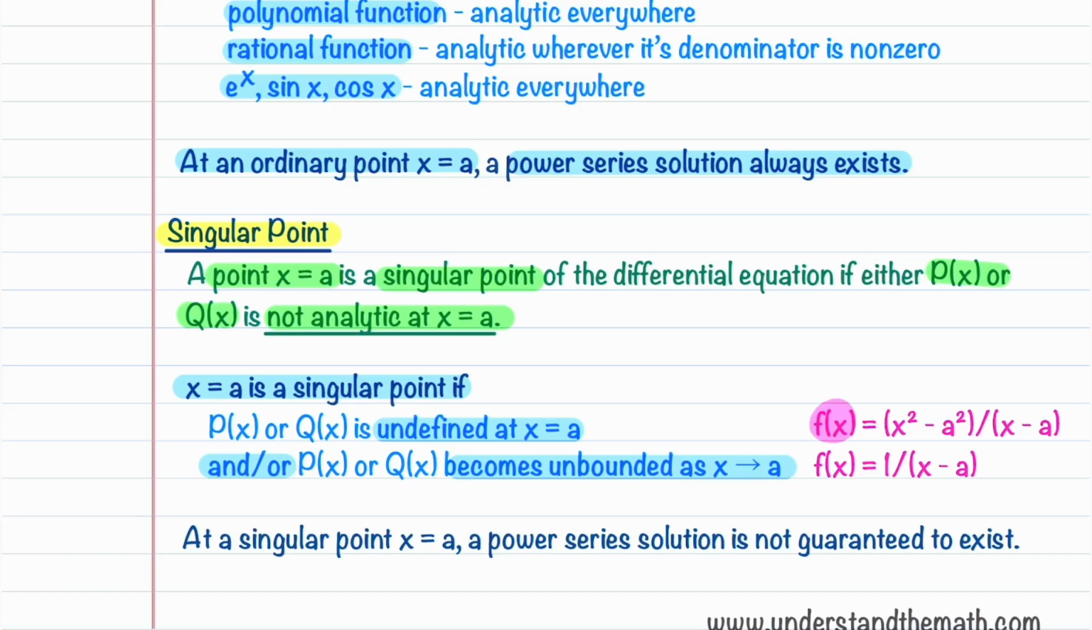This first function has a removable discontinuity at x is equal to a, so it's undefined at x is equal to a. And then the second function, f of x is 1 over x minus a, is both undefined at x is equal to a, and it's unbounded at x is equal to a. Here's the important part. At a singular point x is equal to a power series solution is not guaranteed to exist. If a point is an ordinary point, you can find a power series solution. But if a point is a singular point, you may or may not be able to find a power series solution.